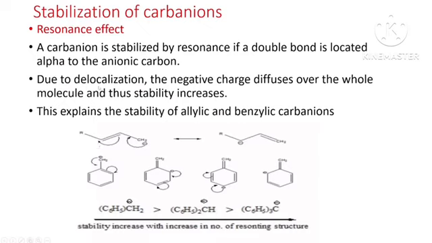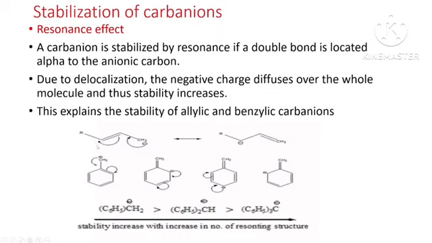It says that due to delocalization, the negative charge diffuses over the whole molecule and thus stability increases. Of course. So as the negative charge diffuses or disperses throughout the molecule, it becomes more stabilized. And it says that this explains the stability of allylic and then benzylic carbanions. So allylic carbanions are carbanions that involve an allyl group. An allyl group is like this group. If you follow the cursor very well, it has three carbon atoms, of which we have a double bond within it. So 1, 2, 3.